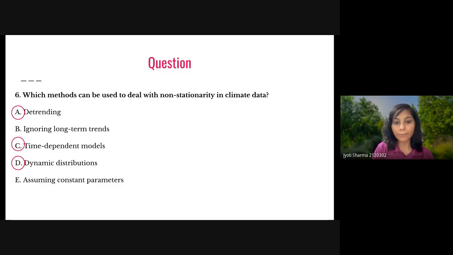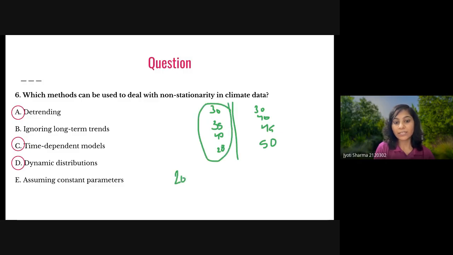Let's say we have temperature data: 30, 35, let's say 40, 28. This is your one data set, and the next data set is 30, 40, 45, 50. Let's say this was the data from 2010 to 2020, and this is the data from 2020 to 2030. Clearly we can see that the mean, or the value, is changing.